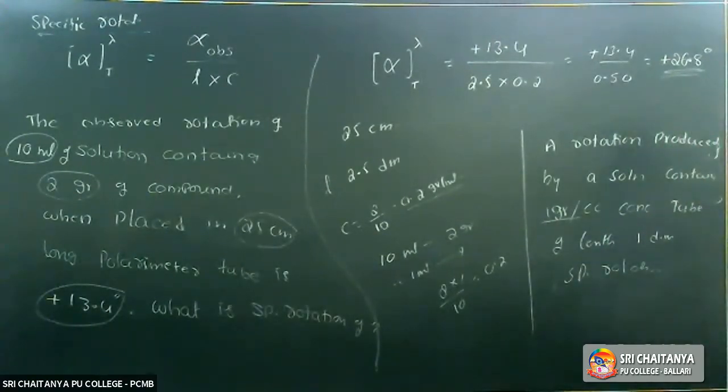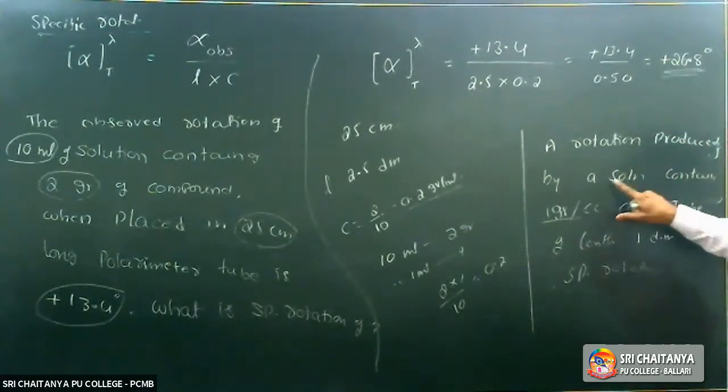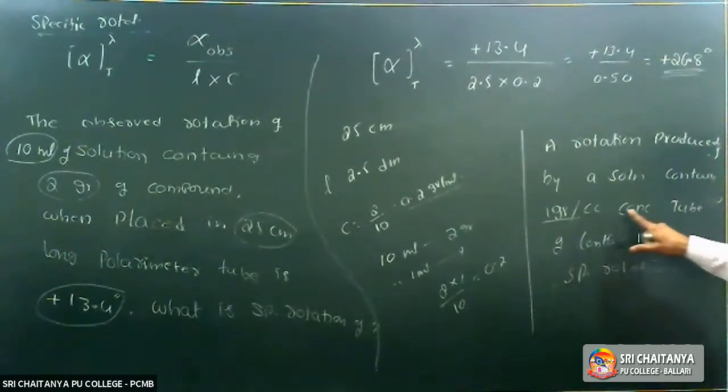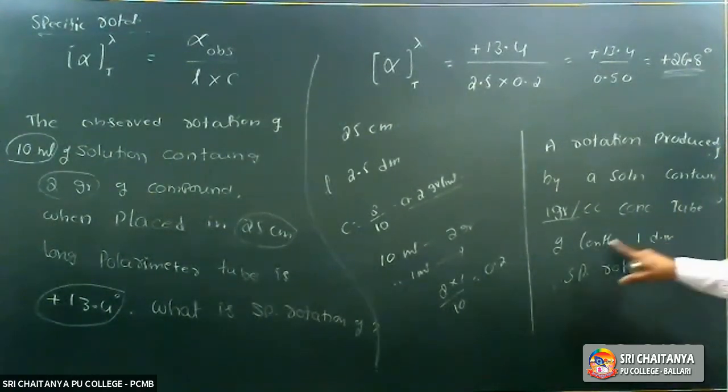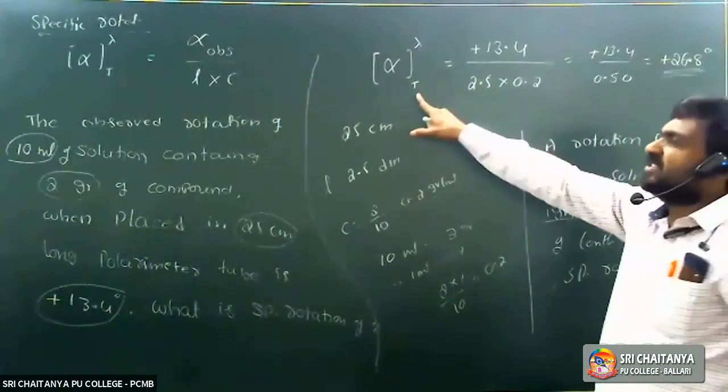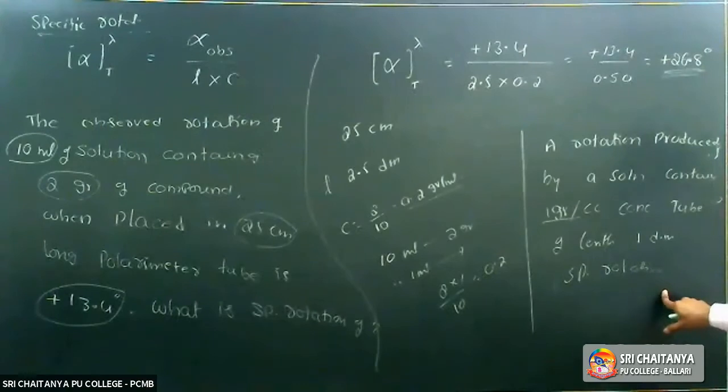So what is the specific rotation? The rotation produced by a substance in the form of a solution containing 1 gram per cc, taken in a unit length of 1 decimeter of polarimeter tube at a given wavelength and a given temperature, is called specific rotation.